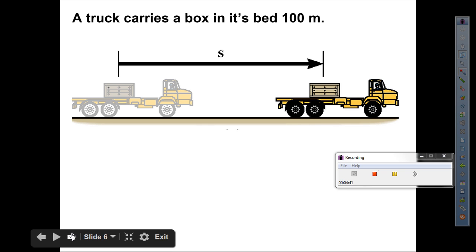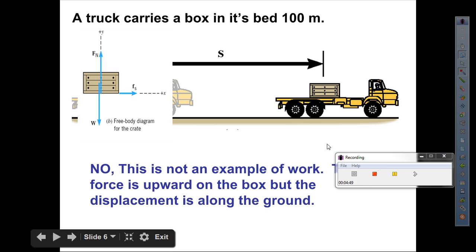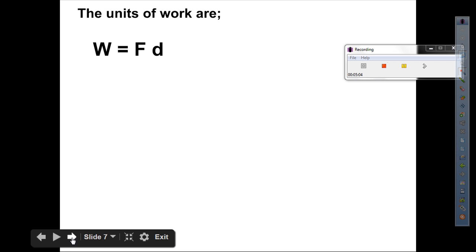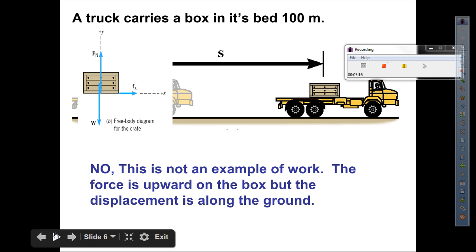A truck carries a box in its bed 100 meters. So there's no work done, because if you look at the force acting on the crate, it's upward. The displacement is straight ahead, so those are at right angles. Cosine of 90 is 0. No work is done. The units for work are force times distance.